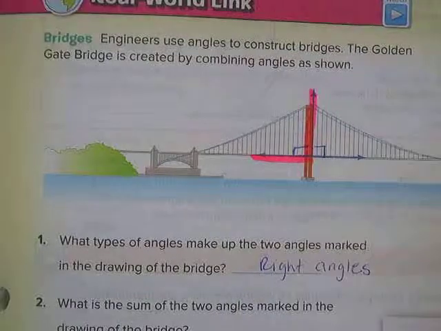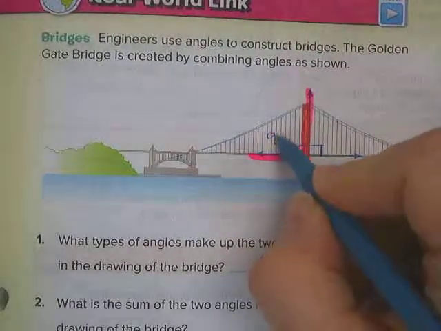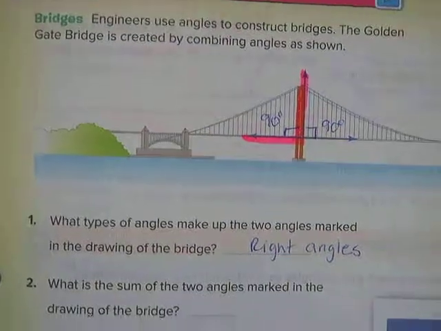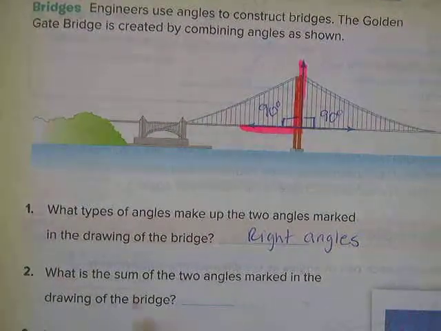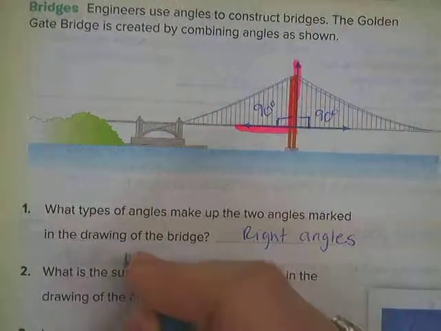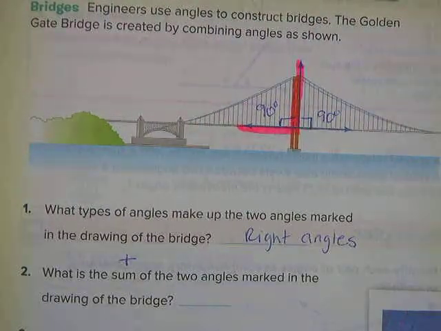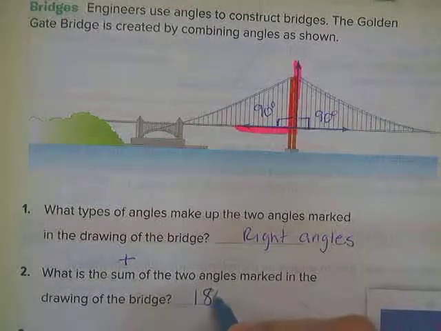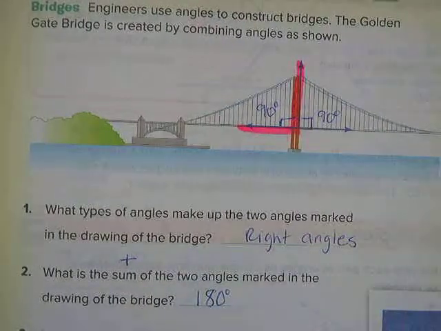And if you remember, right angles are 90 degrees. So if this is 90 degrees and this is 90 degrees, what is the sum? Sum means we're adding. What is the sum of the two angles marked in the bridge? Well, 90 plus 90 is 180 degrees.